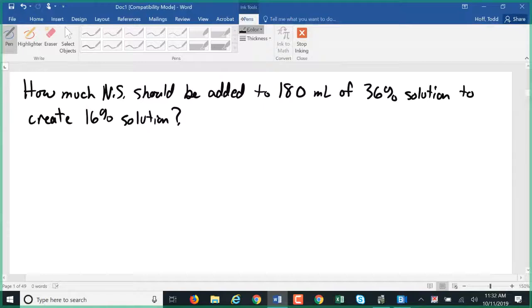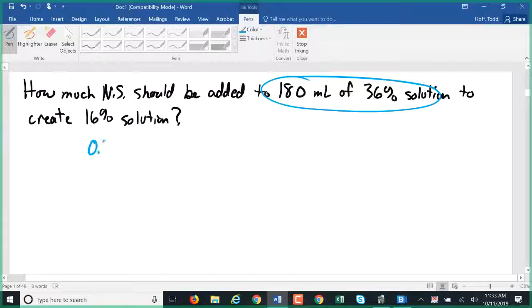Okay, so I left a problem up here for you guys to look at if you wanted to, but we'll go through it right now. How much saline should be added to 180 milliliters of 36% solution to create a 16% solution? So we have 180 milliliters of 36%. We want 16%. You need to know what that new volume is going to be.